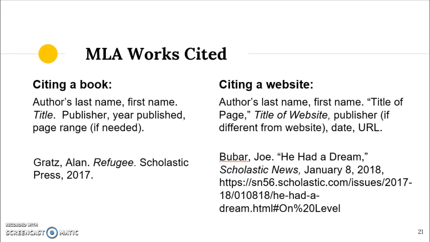For a research paper or project, we create a works cited page using the MLA format. This is a quick overview of how to cite two different sources, a book and a website. The format is important and you include key information: author, title, publisher, date, and URL for websites. There are examples shown on this slide.